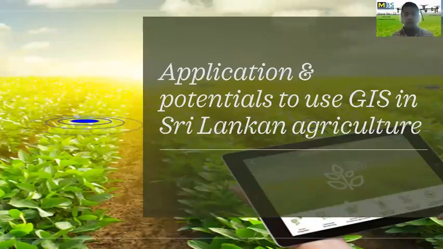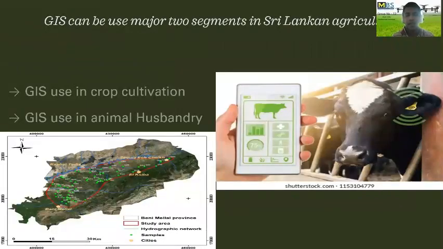Okay, earlier my friends described what GIS is and how it is applied to agriculture in other countries. If we consider the application and potential use of GIS in Sri Lankan agriculture, in the next slide I described how it is applied. We know that the Sri Lankan agriculture sector can be divided into two sectors, crop cultivation and animal husbandry. If we consider these two, there is a lot of potential to apply GIS to both segments.